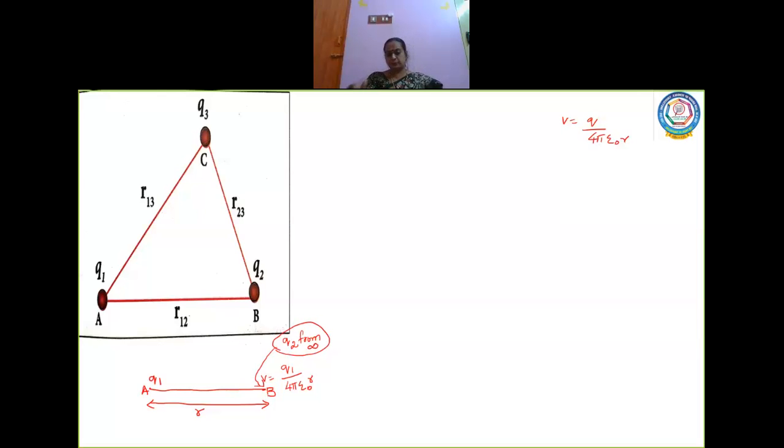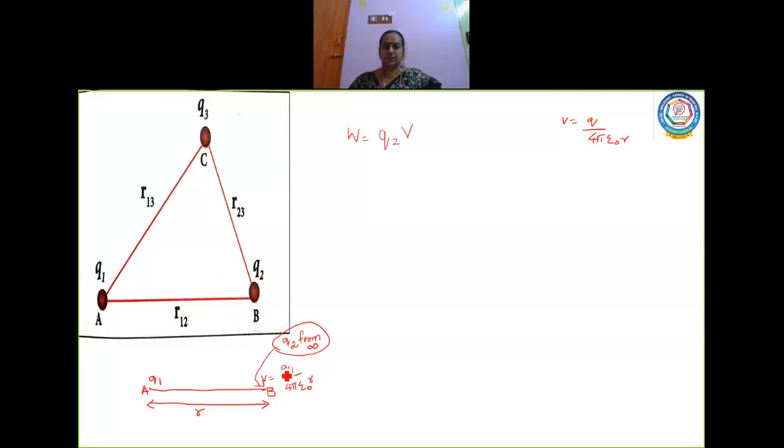So what should I do to bring a charge Q2 from infinity? I have to do some work, yes or no? What is the work done in bringing a charge Q2 from infinity? Yesterday we learned the formula for work done: it is Q into V. Here Q is Q2 and V is the potential. So the work done is Q2 into V.